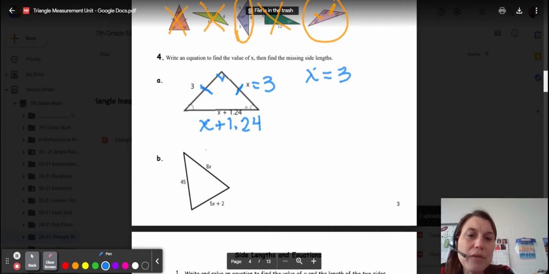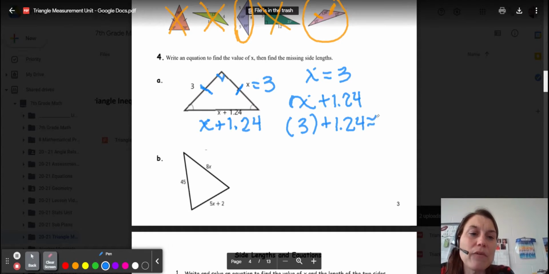Well, if I know x equals 3, because both these sides are 3, then that means I can substitute this value in for x because there's the same x over here. Now the side is x plus 1.24. That's the last side we don't know. So I'm going to substitute in 3 for x, add 1.24. So that means the third side must be about 4.24 units. So this is 3 units, and this is 4.24 units. Okay.